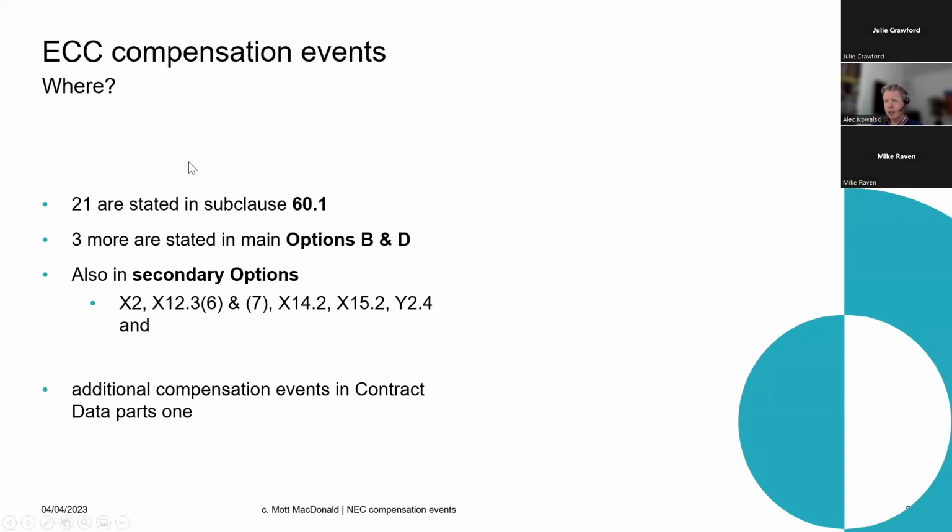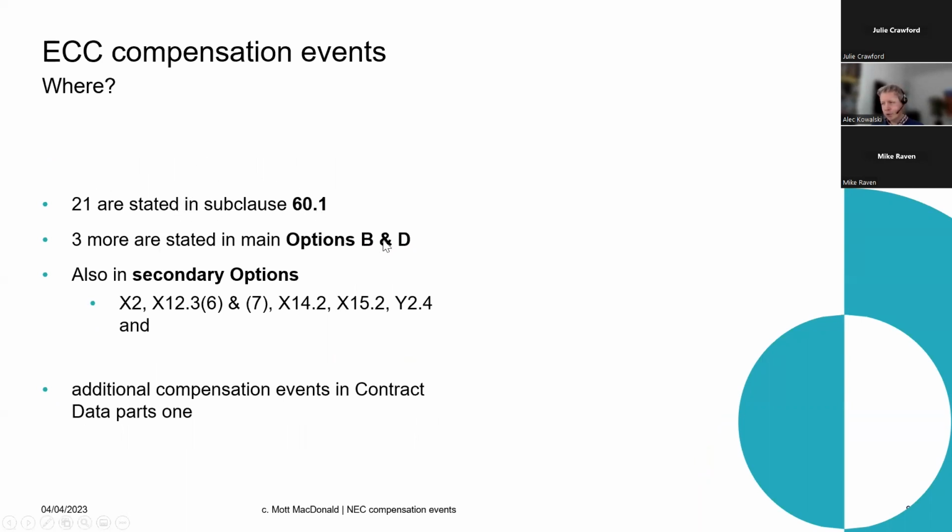So where do they come from? So where would you go to look up these compensation events? Your first stop is clause 60.1, and under the NEC4, there are 21 listed events. So that's clear. That's in the unamended contract. Any of you can pick that up and read that, and those are all in the standard contract.